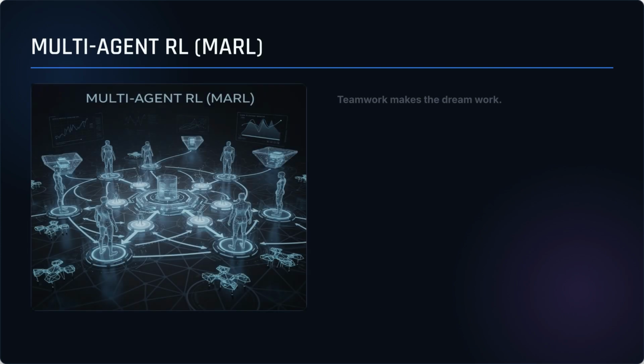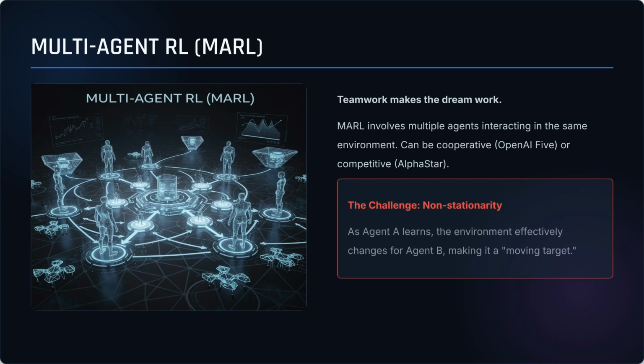Multi-agent RL, or MARL, involves multiple agents interacting, which can be cooperative or competitive. The main challenge is non-stationarity. As one agent learns, the environment changes for the others, making it a moving target.